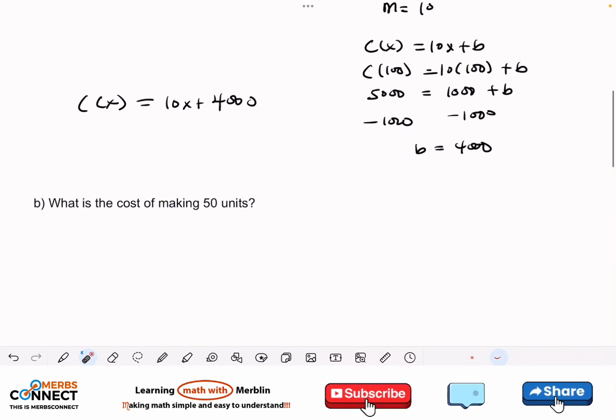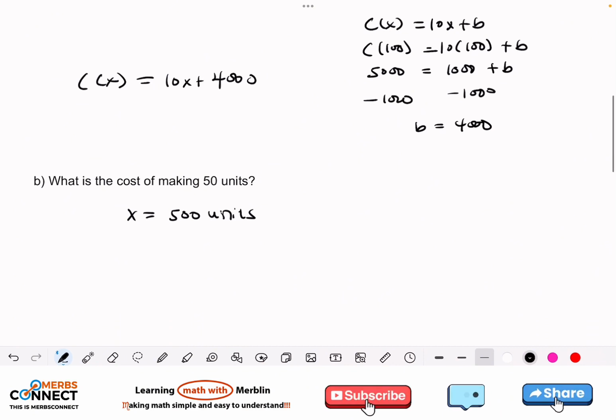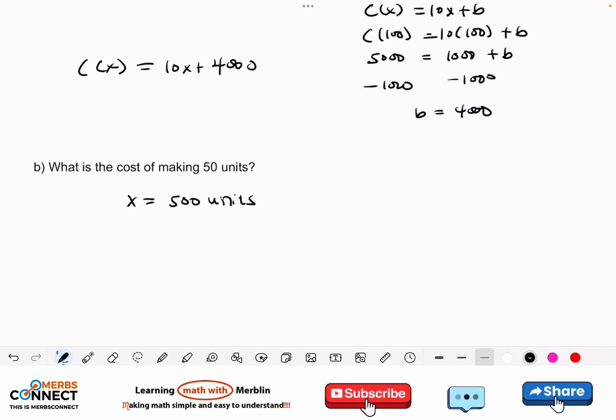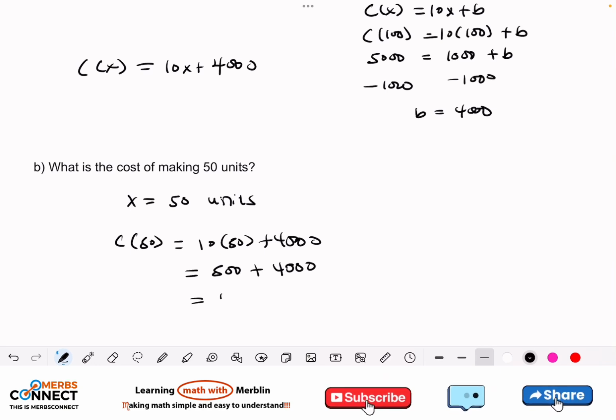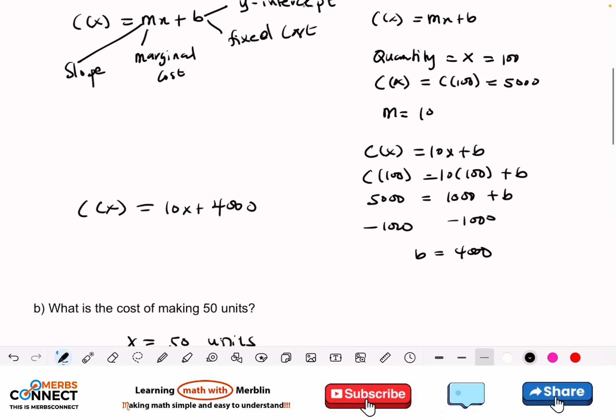Now let's go ahead and see part b. Here, we want to know what is the cost of making 50 units? So 50 here is the x, that's the quantity, so 50 units. We want to know the cost, so we are going to use the linear cost function. So C(50) is equal to 10 times 50 plus 4,000, and this is going to be 500 plus 4,000, and this is going to be 4,500. So that is how it's going to be.